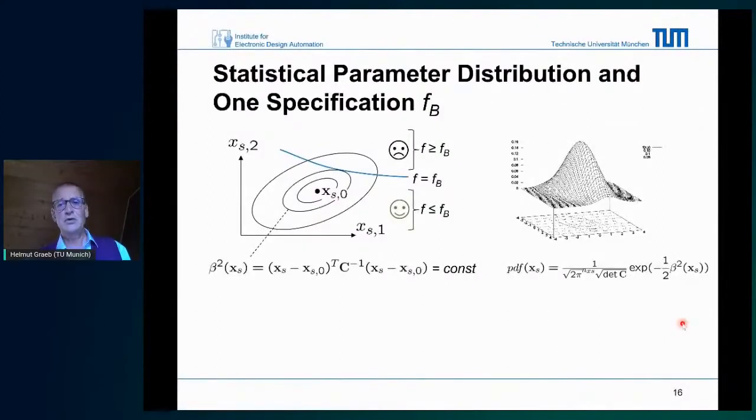So let's again take a look at this. Normal distribution in two parameters, Gaussian bell curve, level contours are the ellipsoids. This is the function, this is that quadratic part. If it's constant, it looks like this. Now we pick one specification. So two statistical parameters: oxide thickness of transistor one, oxide thickness of transistor two. This is like power, an upper bound for power. We should be below that, so that's a good circuit. If it's larger than that power, it's a bad circuit. This is the distribution around the nominal value.